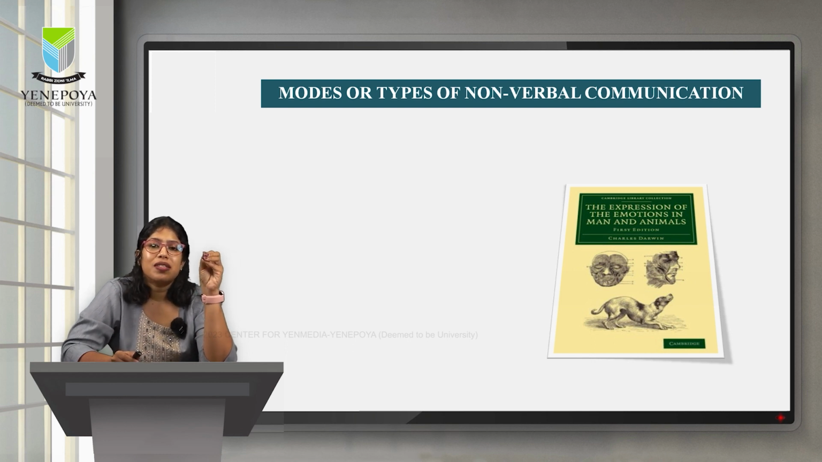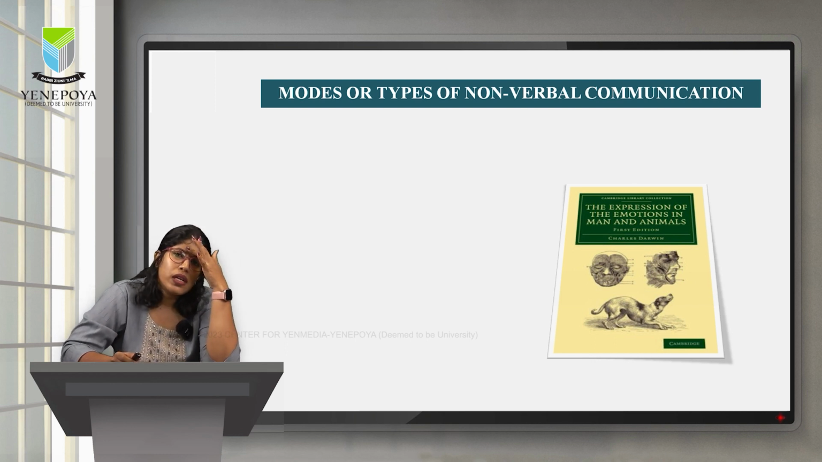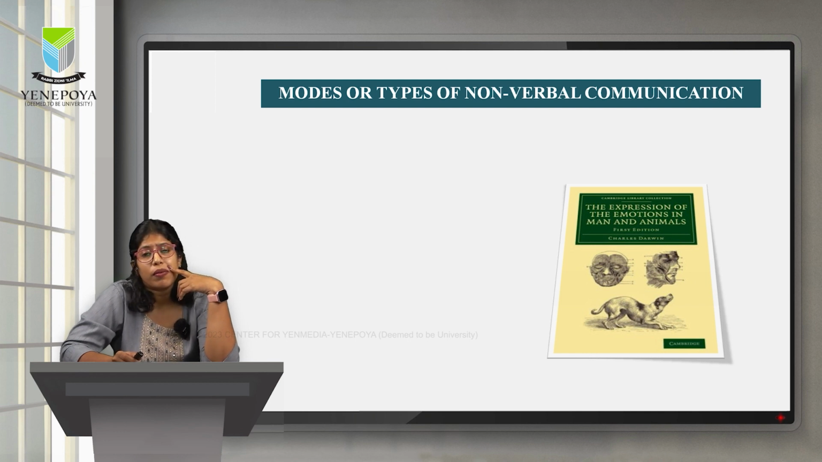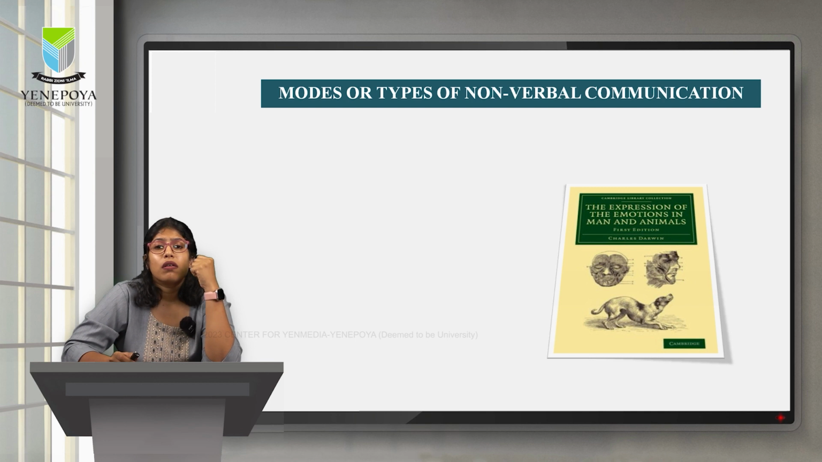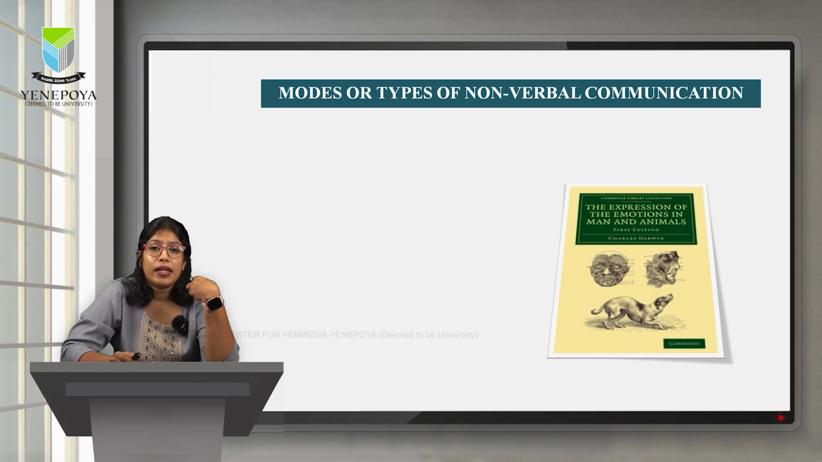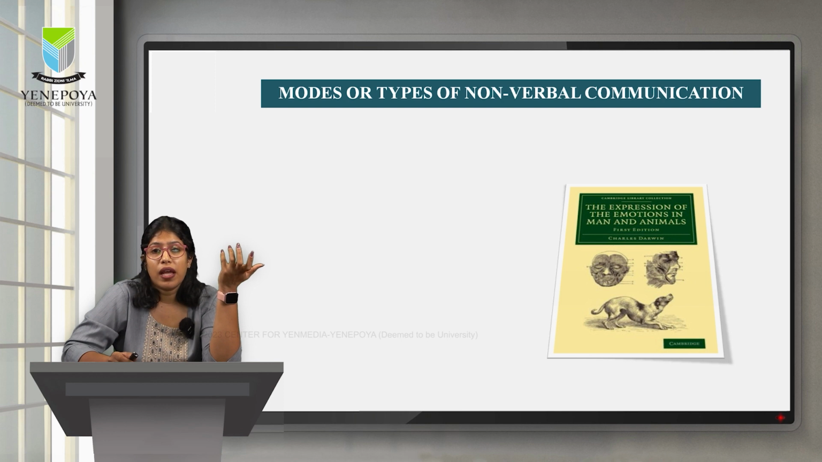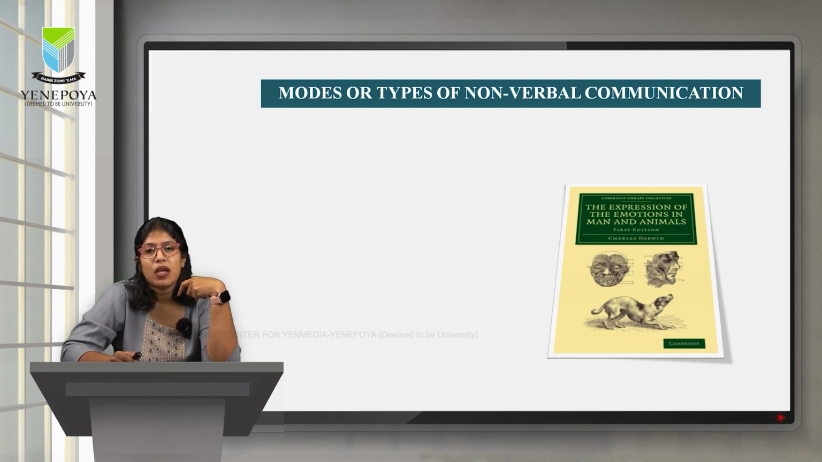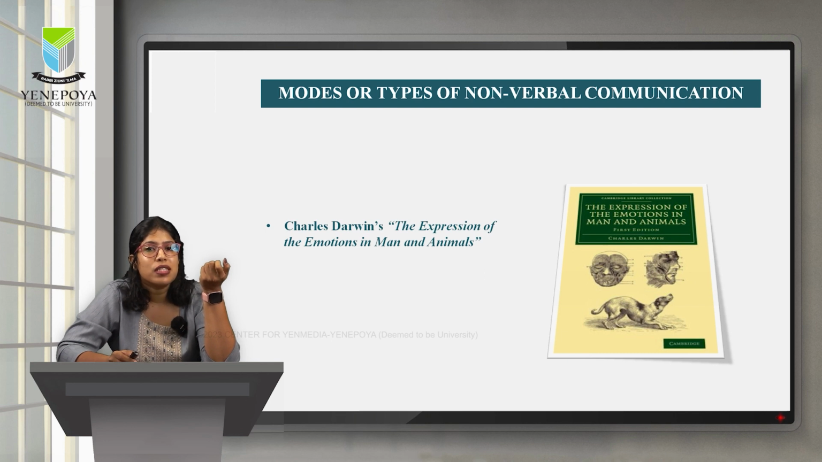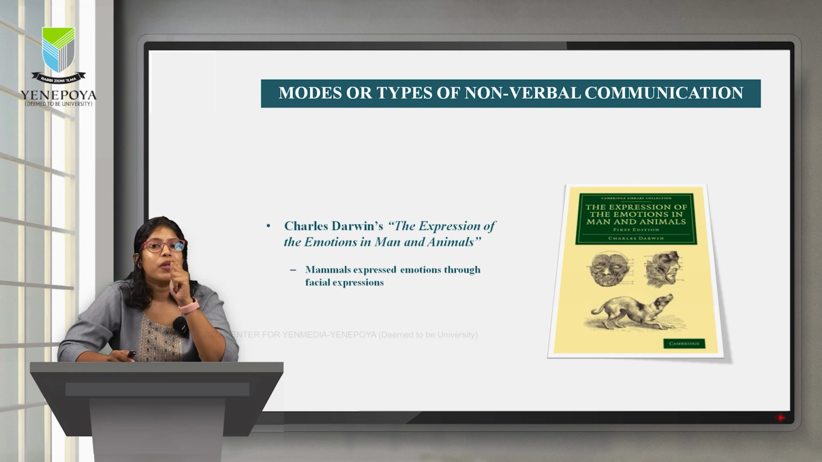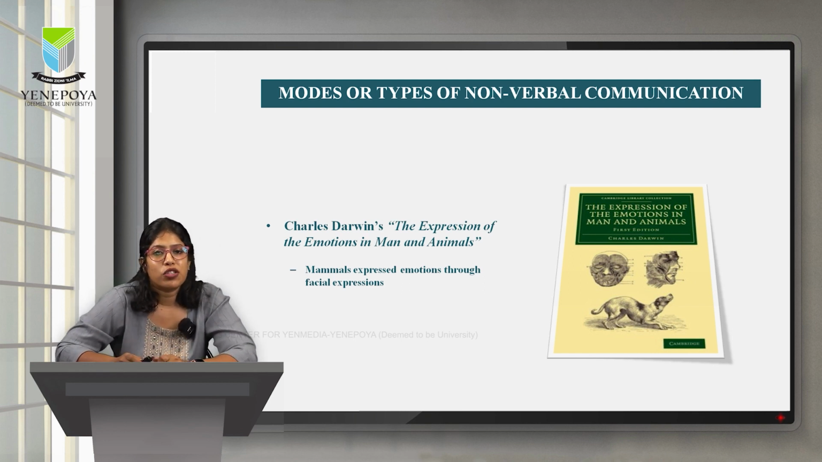He asked questions such as, why do we have to wrinkle our forehead when we think about something? Why do we grind our teeth when we get angry? Or why do our noses flare when we get angry? So when he was asking these questions, he noticed that the mammals as well showed similar expressions. And that's when he came about the book, The Expression of Emotions in Man and Animals. And in this book, he learned that mammals expressed emotions through their facial expression.